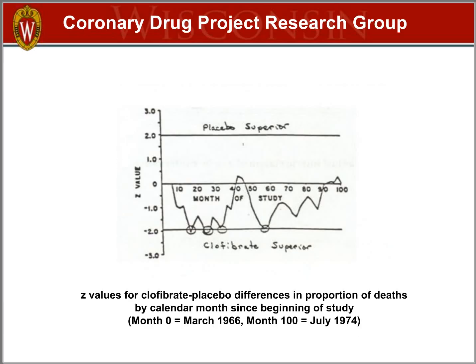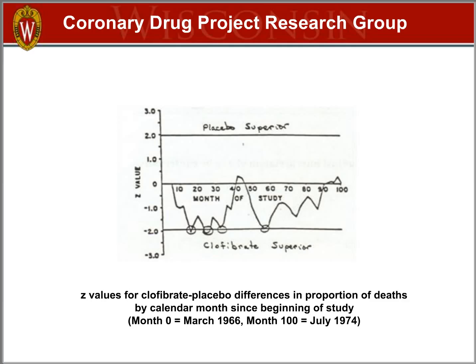However, on this graph, we plotted the data as it came in calendar time. On the x-axis is time in months of the study. On the vertical axis is the test statistic on the standardized scale, going from -3 to +3. In this case, a positive value means that the placebo is superior. A negative value means that the drug clofibrate is superior.